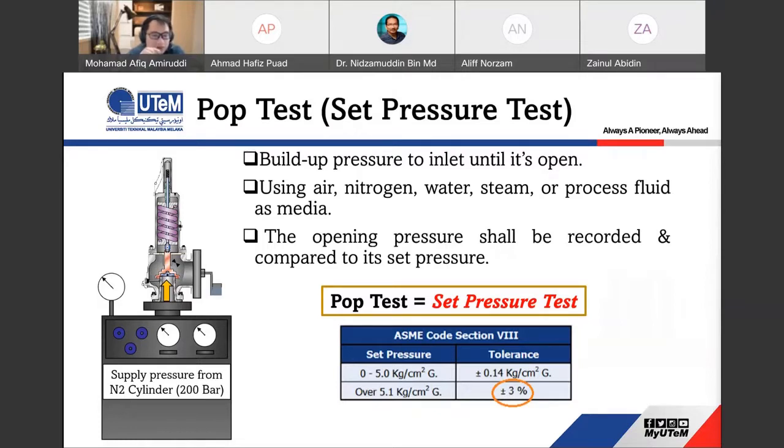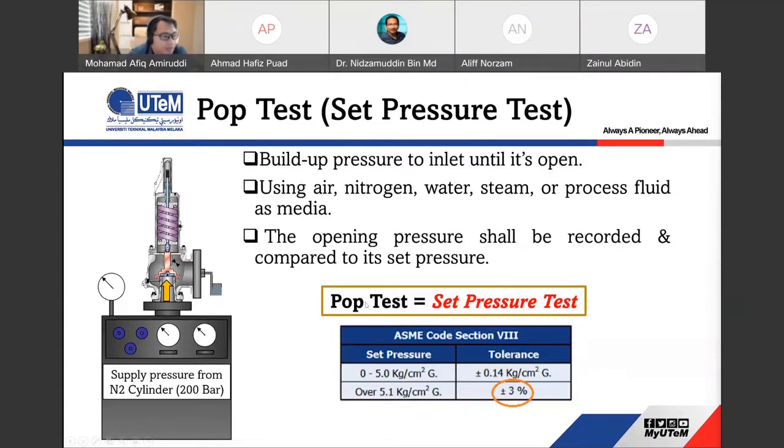If you see the chart that I showed you on the previous slide, the set pressure allows an overpressure of around 10%. If you can see that the disc inside the PRV doesn't lift after 10% above the set pressure, then we ensure that this PRV has failed. If it has failed, it means it needs to be calibrated or repaired. So this is the basic pop test, which is equal to the set pressure test.